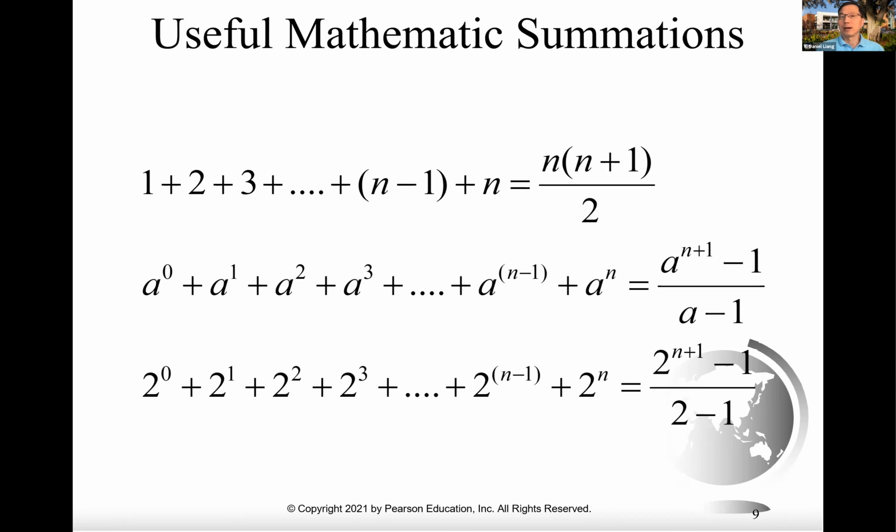These are common mathematical summations we use in algorithm analysis. This is the summation of all the numbers, 1 plus 2 plus 3 up to n, and this is the result. And here we have 2 to the 0, 2 to the 1, 2 to the 2, 2 to the 3, added together. These are the common mathematical summations we use in algorithm analysis to get the time.